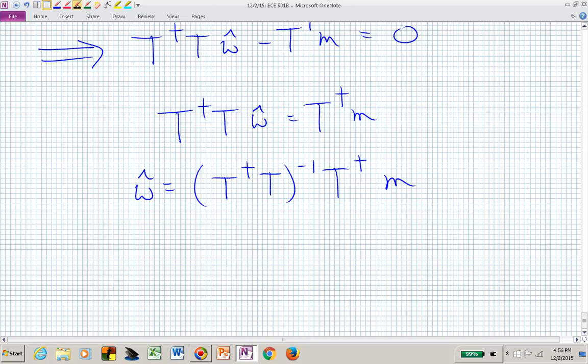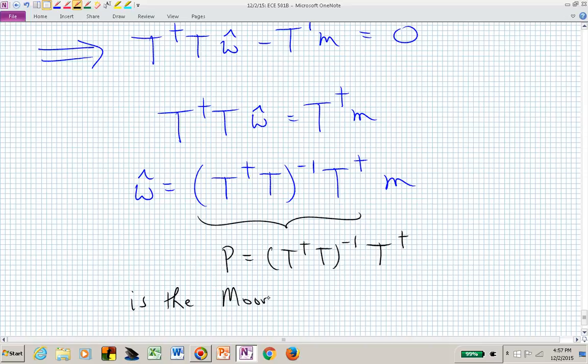And this collection of operators, the product of that, is the Moore-Penrose pseudo-inverse. This P equaling T dagger T inverse times T dagger is the Moore-Penrose pseudo-inverse.